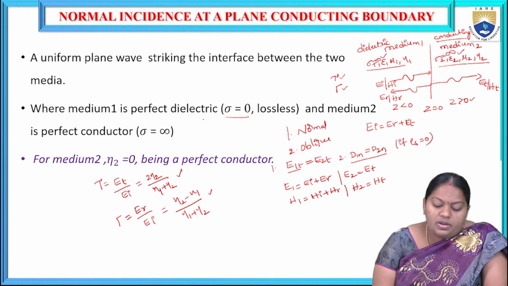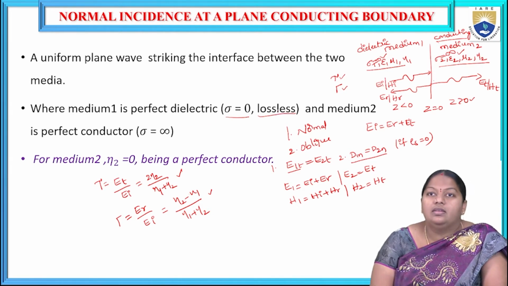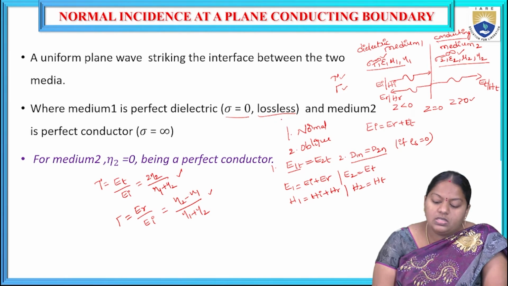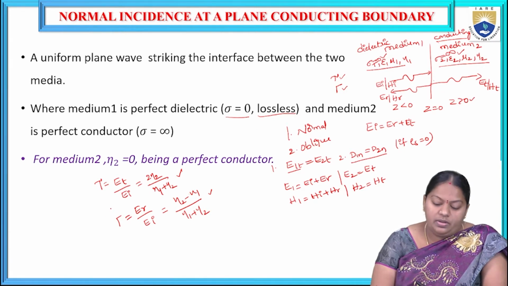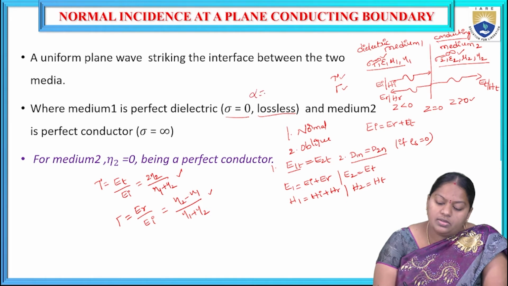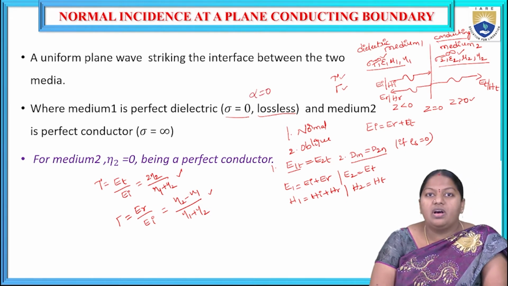Here medium 1 is a perfect dielectric. Perfect dielectric is also called a lossless dielectric. Why is it a lossless dielectric? We have already studied wave propagation in the characteristics of a perfect dielectric medium or lossless dielectric medium. As sigma equal to 0, attenuation constant alpha is 0. If alpha is 0, there is no attenuation, there is no loss in the signal. Hence, a perfect dielectric medium is also called a lossless dielectric medium.